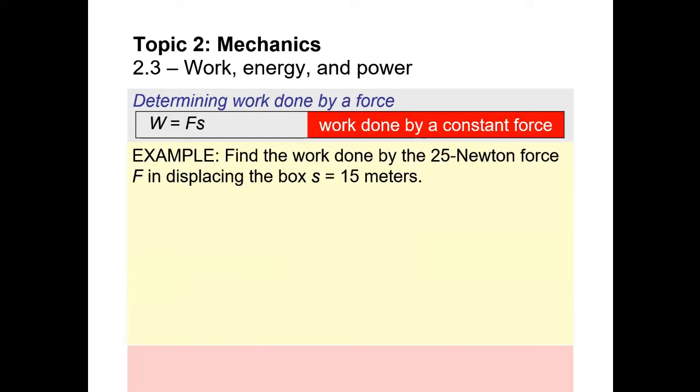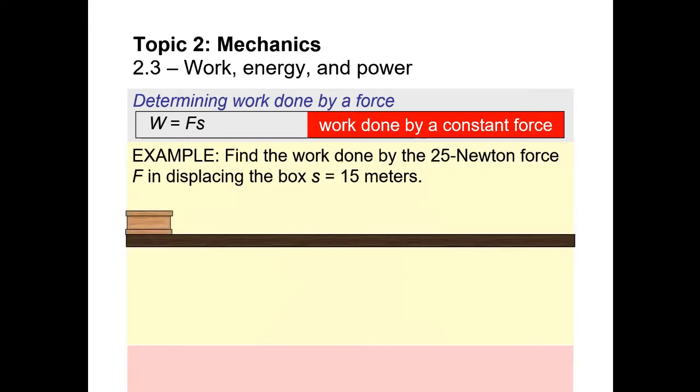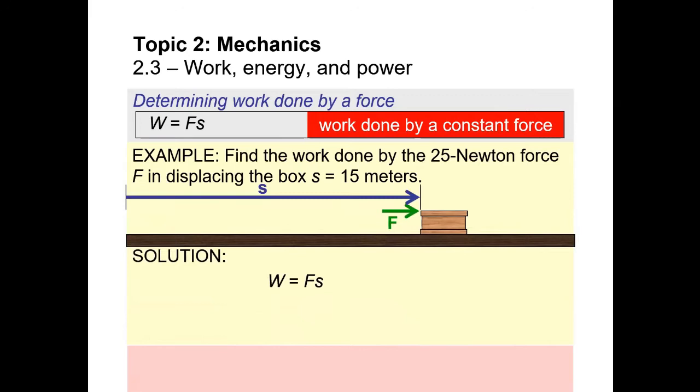Find the work done by the 25 Newton force F in displacing the box S equal to 15 meter. Work done equals force times the distance. The work done equals force is 25 Newton and its displacement is 15 meter. So work done is 380 Newton meter or 380 joule.